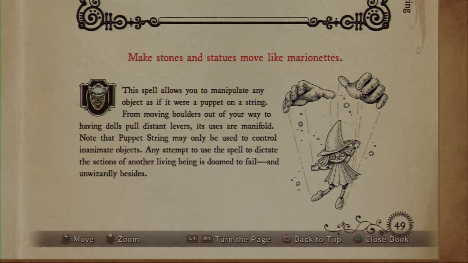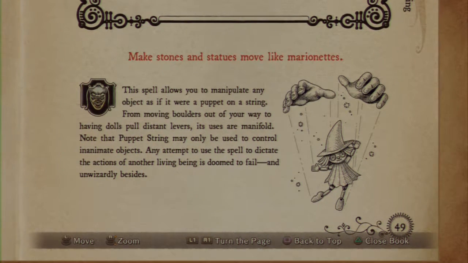Any attempt to use the spell to dictate the actions of another living being is doomed to fail, and is unwizardly beside. Indeed, I can't imagine someone using a spell like this to do something so monstrous. But I digress. For now, I'm going to show you how to draw the rune.